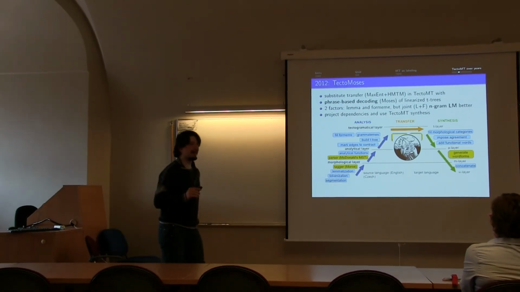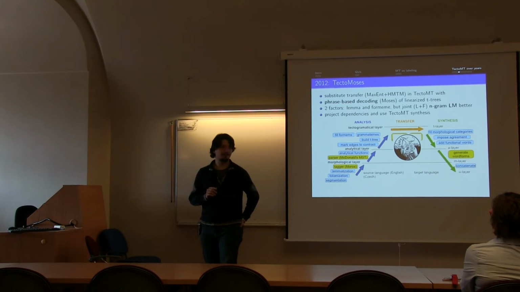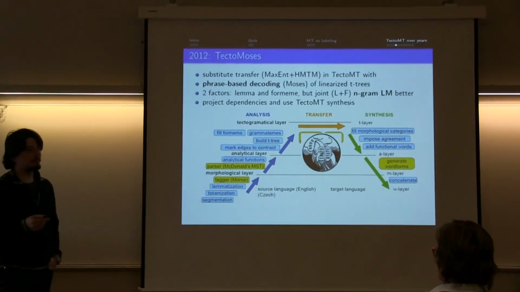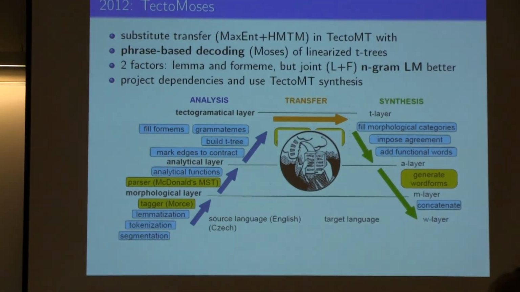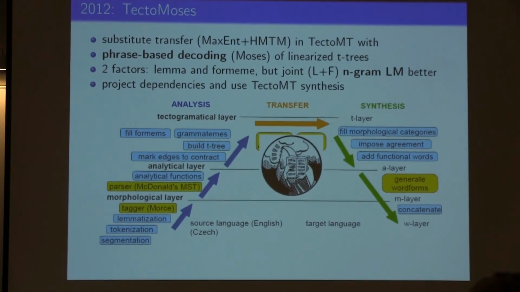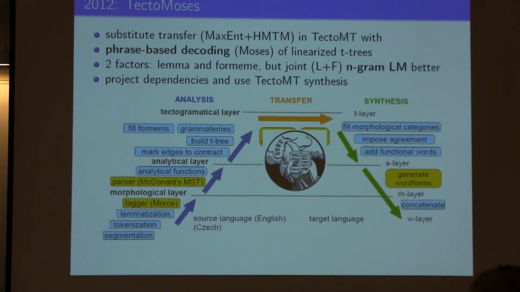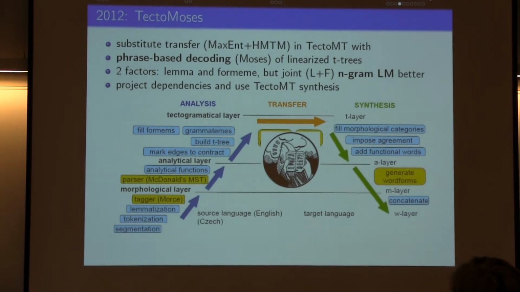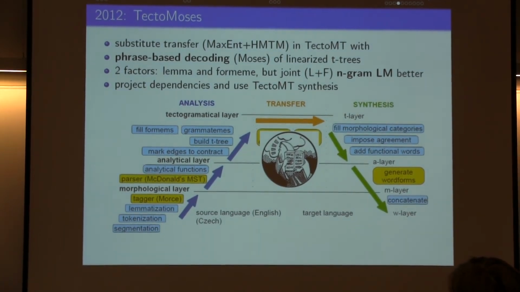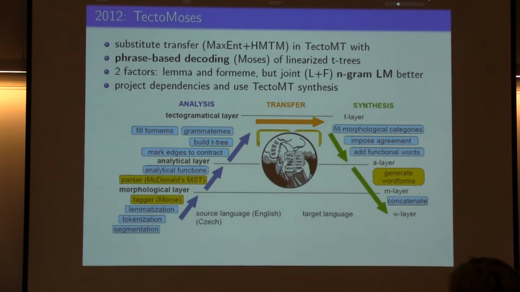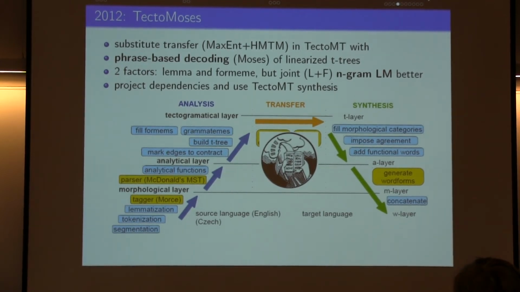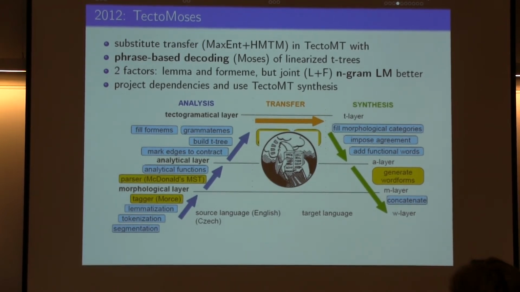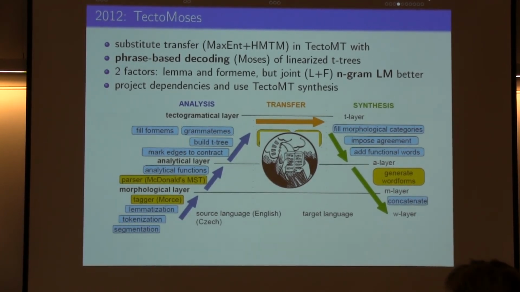So now the unsuccessful experiments of mine. So in 2012, I said, Moses is still much better than TectoMT. Let's steal the good ideas from Moses and import them into TectoMT. So let's use the analysis and synthesis from TectoMT, but substitute the transfer with Moses. So instead of HMTM and the MaxEnt, let's use the phrase-based decoding. But we have trees on the input and we want to have trees on the output. So how can we use the phrase-based decoding?